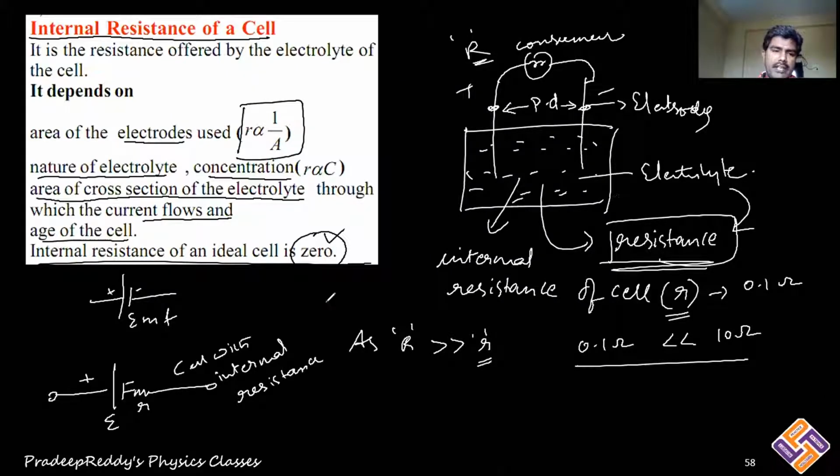And if it is a practical cell, you will denote it with one immediate resistor, just like I have shown here. And these are the factors upon which internal resistance depends.